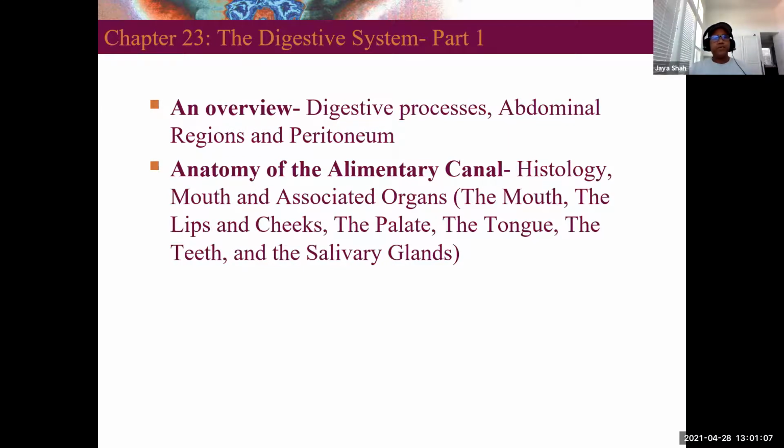So the main function of the digestive system is to break down food particles into smaller subunits so that your body can absorb and use them. And whatever is not digested or broken down can be excreted in the form of feces. So digestion, absorption, and excretion are the functions of the digestive system.